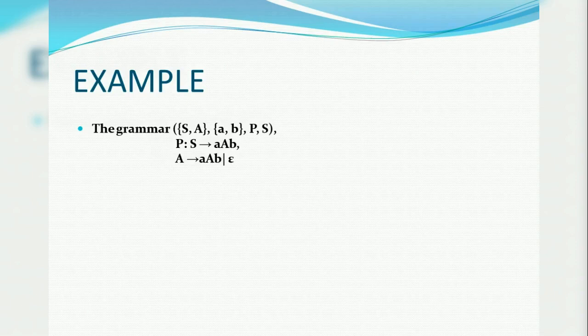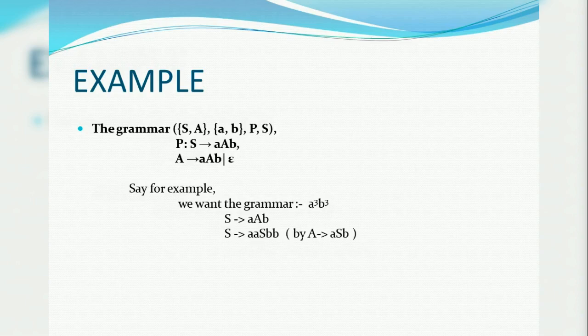For example, for generating a language with an equal number of a's and b's, in the form a to the power n, b to the power n, the CFG is given as follows. Here capital S and capital A are non-terminals, small a and small b are terminals, P is the production and S is the start symbol. Here S gives aAb and A gives aAb and epsilon. Say, for example, we want the string a to the power 3, b to the power 3. Here are some steps. We use both these productions and finally get the result.